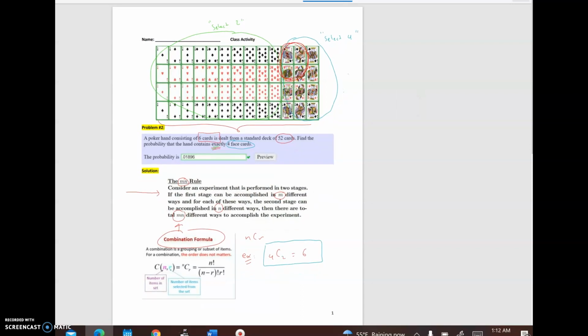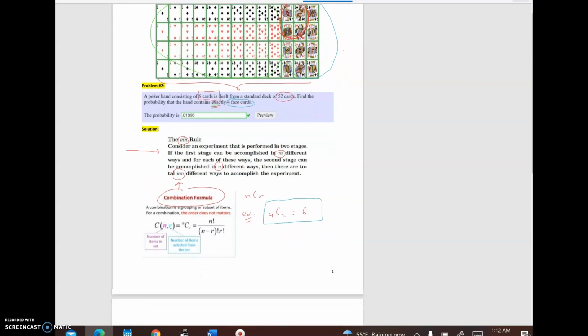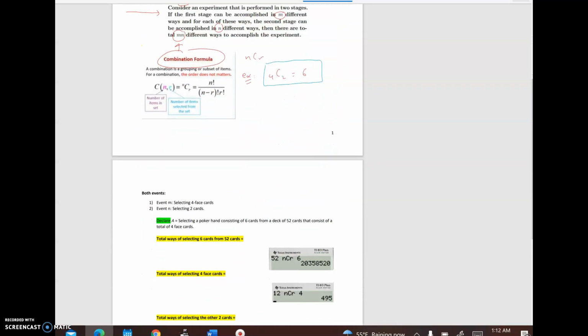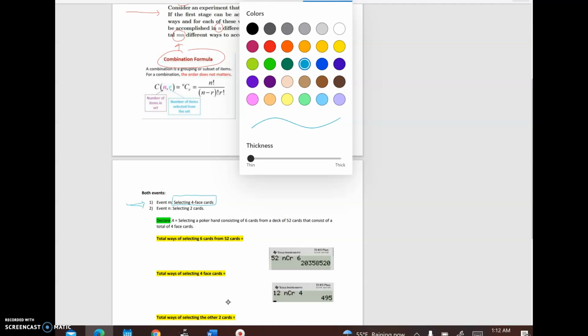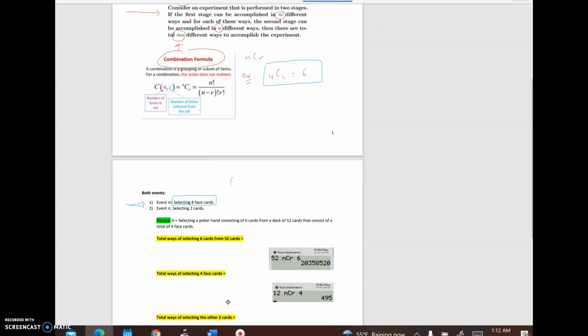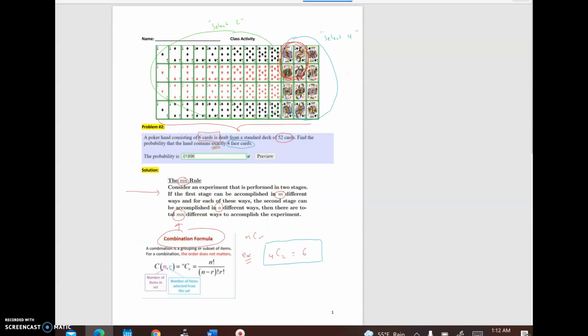Okay, let's apply that formula to what we're going to be evaluating here. Our basic events are mainly 2. One of them is selecting the 4 face cards that they're requiring. And the second event is that, since you need 6 cards in total, these 6 get broken down into these 2. So 4 have to be face cards, and the others can be any cards. So we're going to be selecting a total of 4 from this chunk and 2 from the rest.